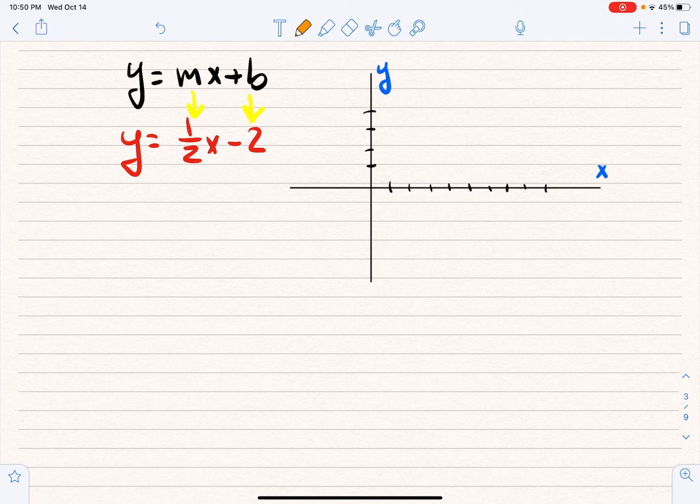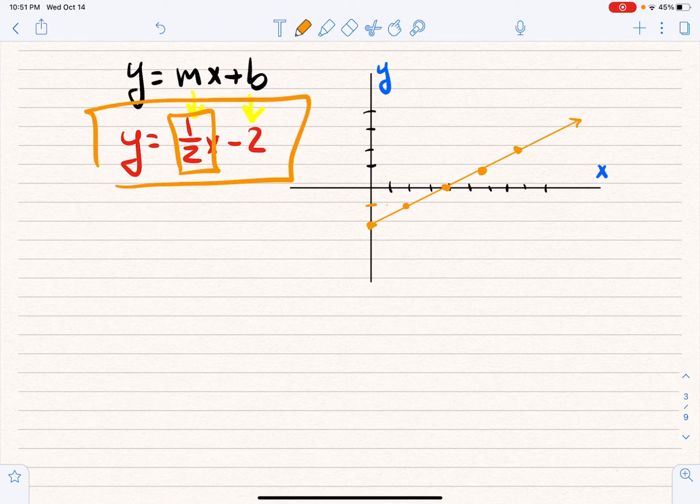So I could go down to negative 2, and we'll say 1, 2, right about there. All right, and the slope is 1/2, which means I go up 1 and over 2. Up 1 and over 2, and so on. Okay, and so there would be my line. It would look something like that. All right, so the graph of this equation would look like that.